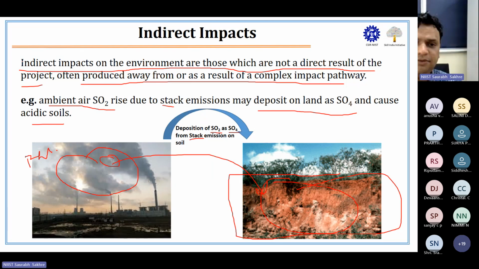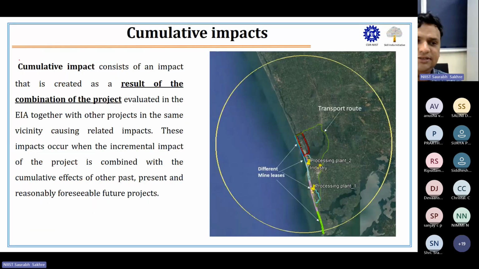Last one is cumulative impact. Cumulative impact is a result of a combination of several projects. Like here I am giving you an example. These are the different mine leases. This is mine lease 1.